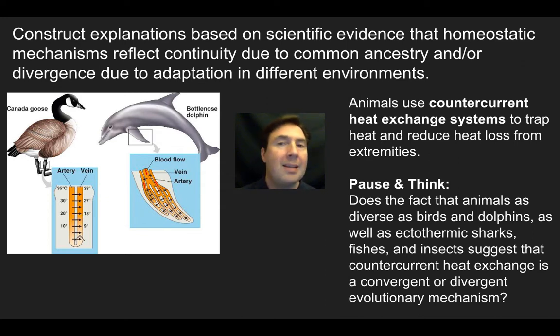So while there is a tendency for this blood to cool as it moves outward, this countercurrent heat exchange system helps to reduce the amount of heat loss in those extremities and also ensure that the blood that's flowing back into the core of the body is warm.